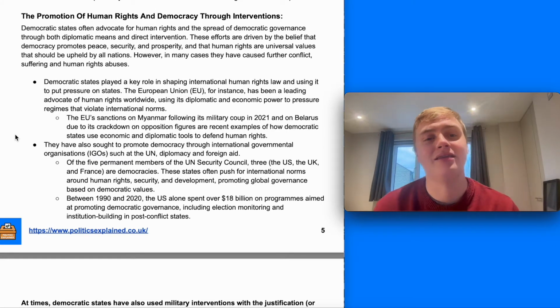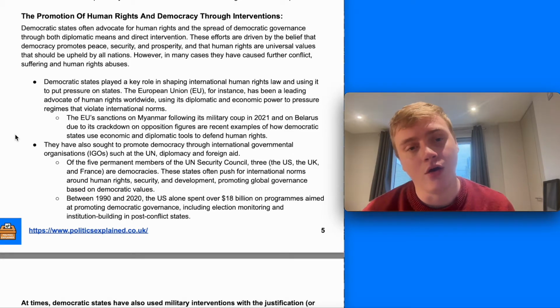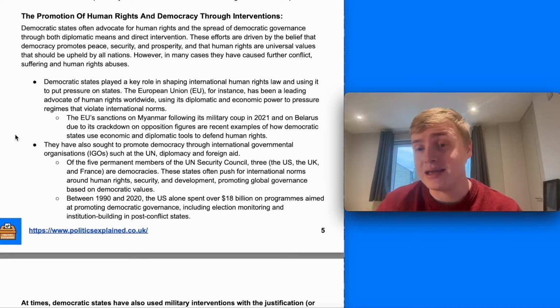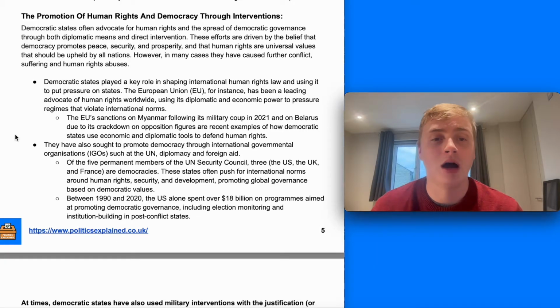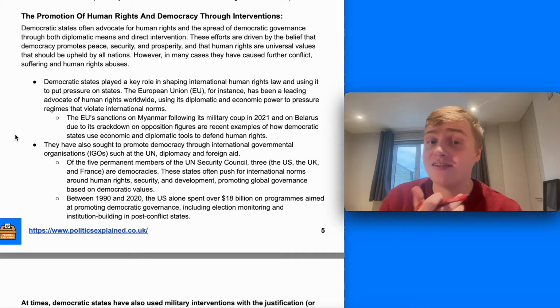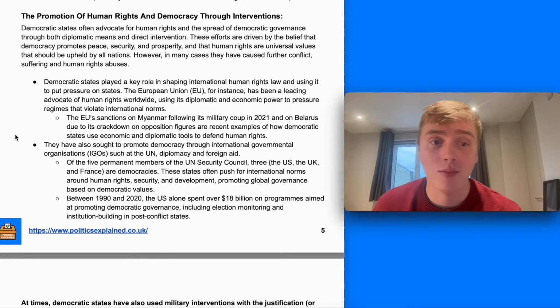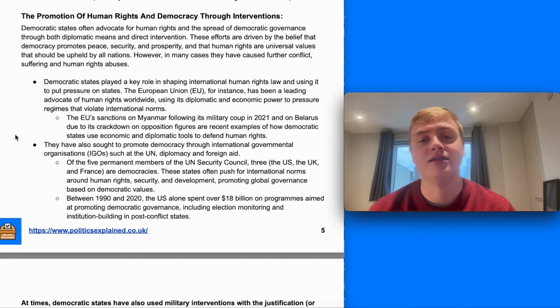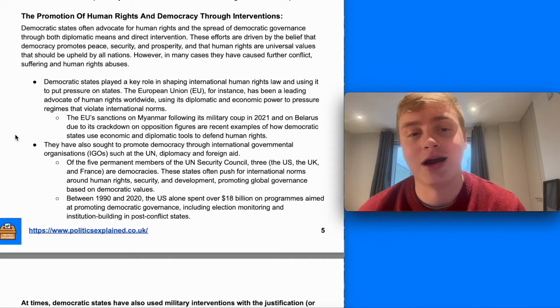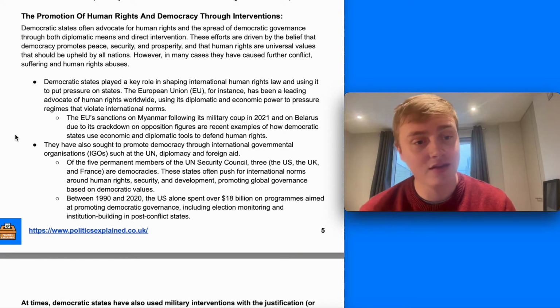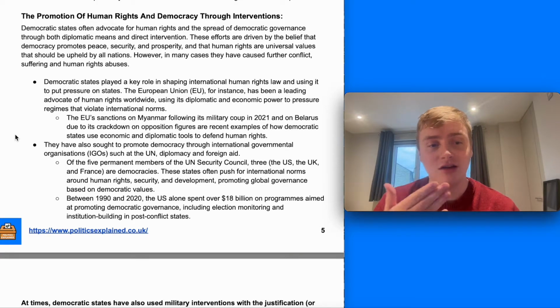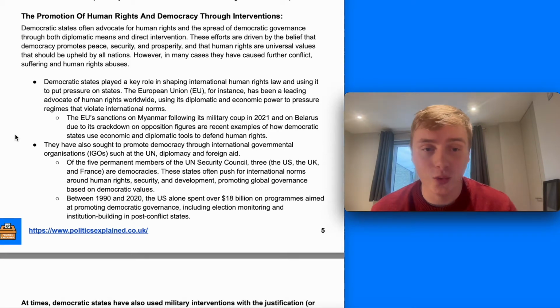Before looking at those interventions, it's also worth noting that democratic countries have used other means to promote human rights and democracy worldwide, seeking to use their diplomatic and economic power to pressure regimes that violate international norms. For example, EU sanctions on Myanmar following its military coup in 2021, and on Belarus due to its crackdown on opposition figures. And they've also sought to do so through international organisations, through the UN, through the UN Security Council, for example, and through development aid.